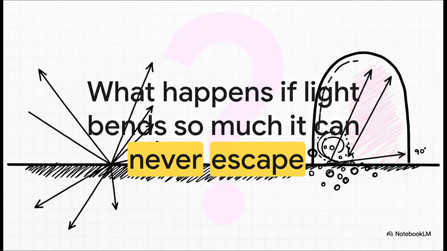And that leads to a really cool final thought. We know that when light goes from a dense to a rare medium, it bends away from the normal. But what if you increase that angle? What happens if you bend it so much that it can't get out? What if the light gets trapped, bouncing around inside? But that's a whole other amazing phenomenon for another day.